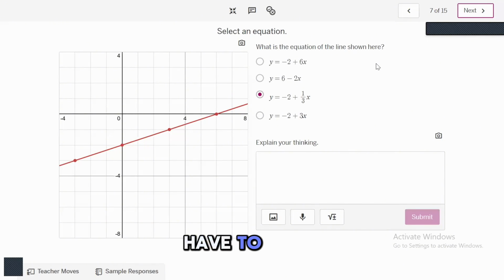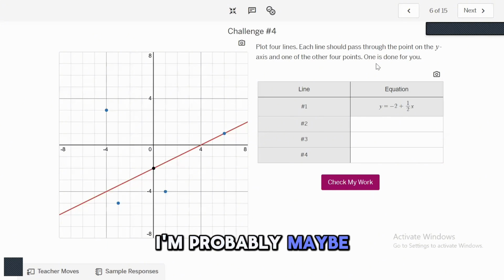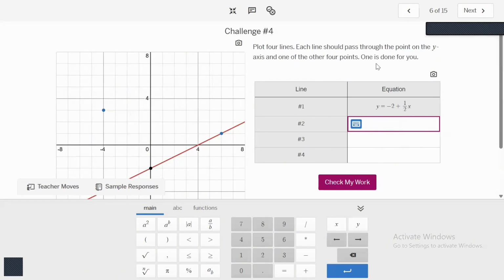Which equation is it? So based on what we just did, that's pretty wrong. It's not working. Okay, all right. What slide is it again? 6. All right, give me a second. So y equals -2, and then plus or minus.